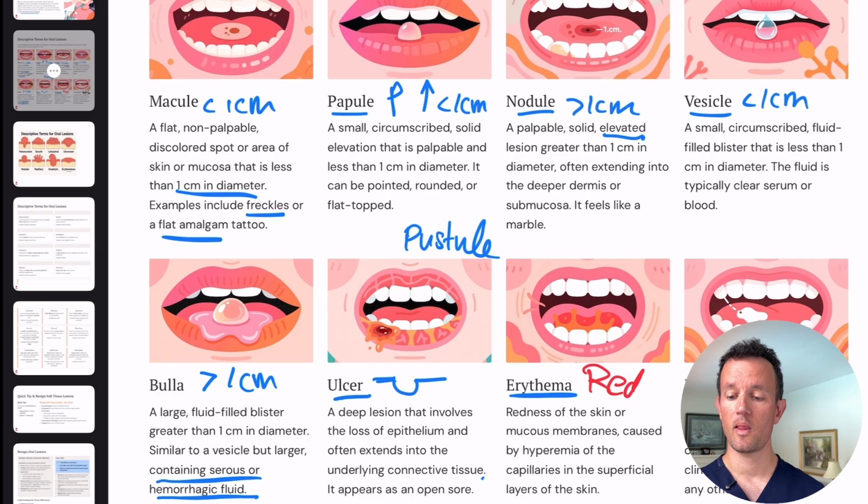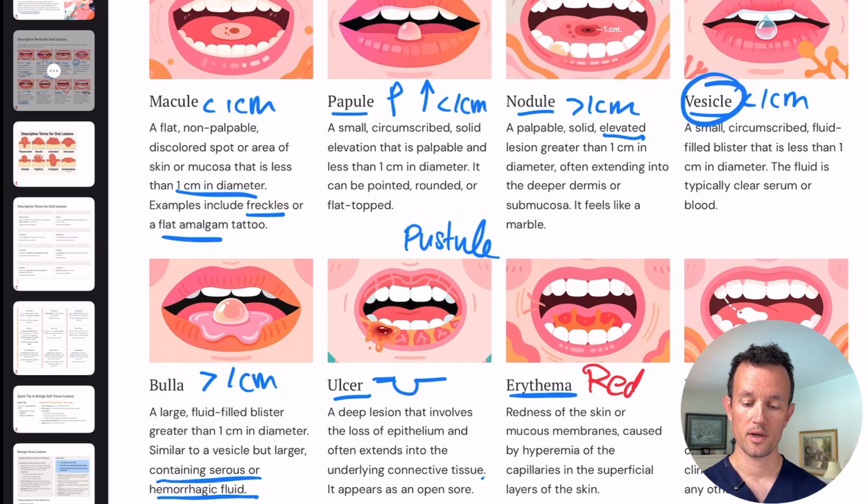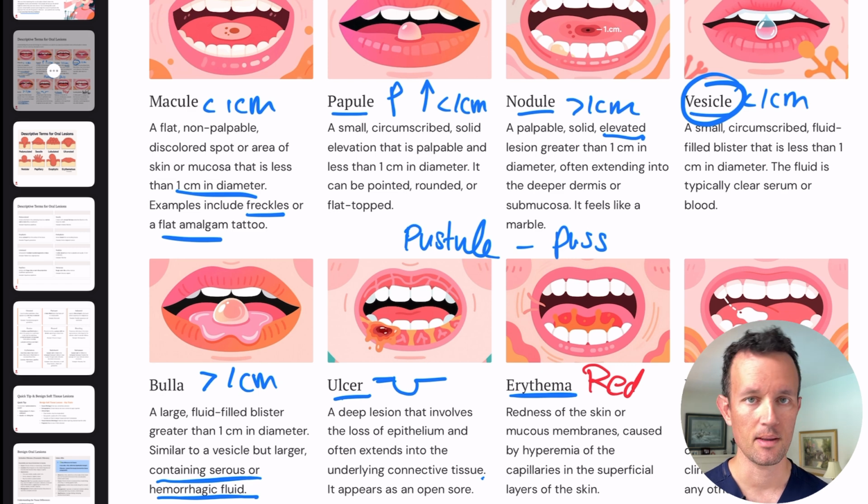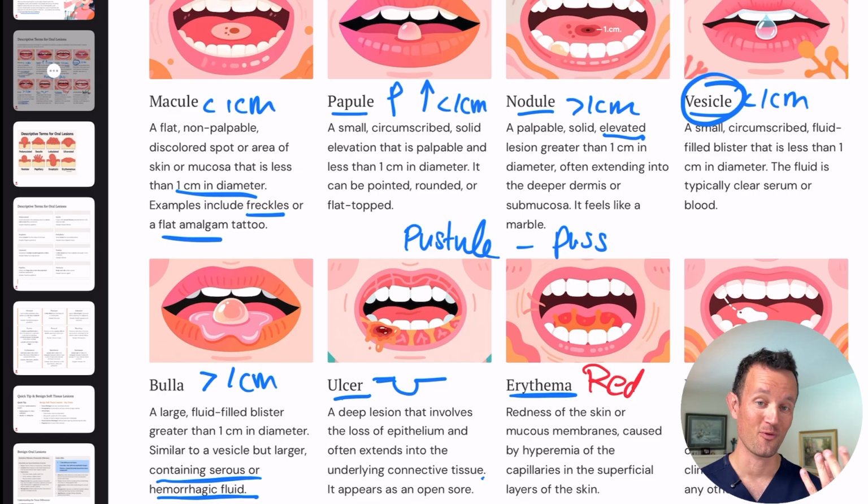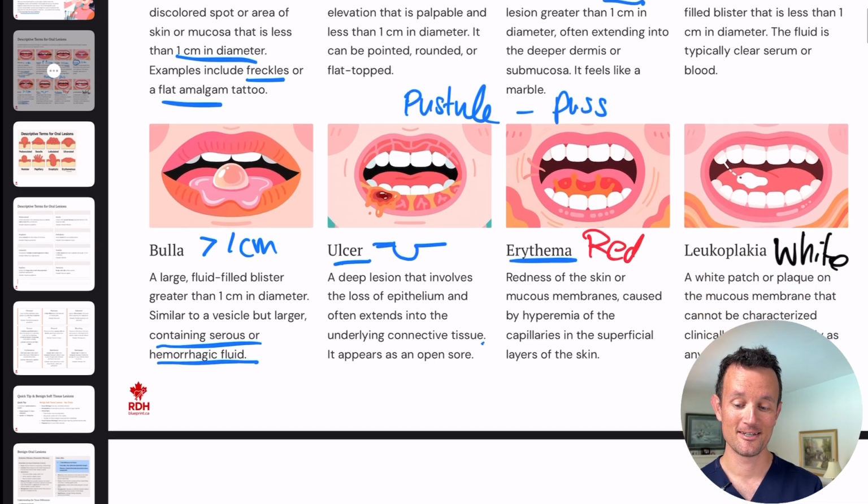And what is it? Well, it's like a vesicle, but this one is now pus-filled instead of just clear fluid. What that means is it's left with the remains of the war that happened under your skin. Your white blood cells fighting the bacteria, and these are the casualties on both sides. It's full of pus. That's what it is.